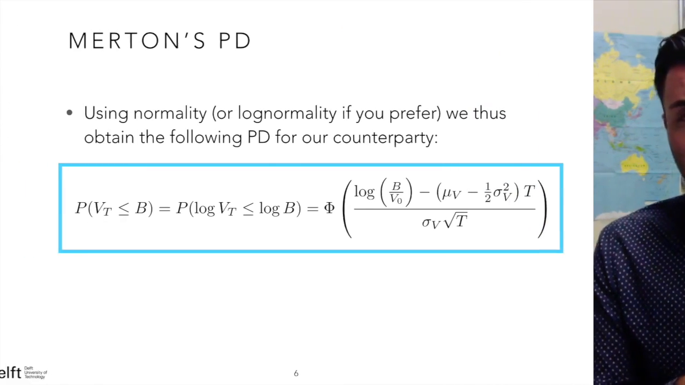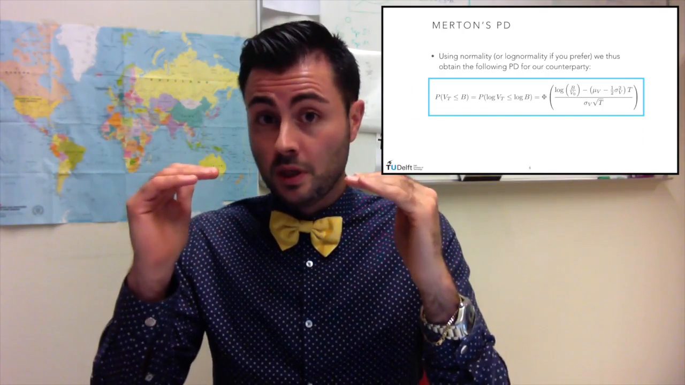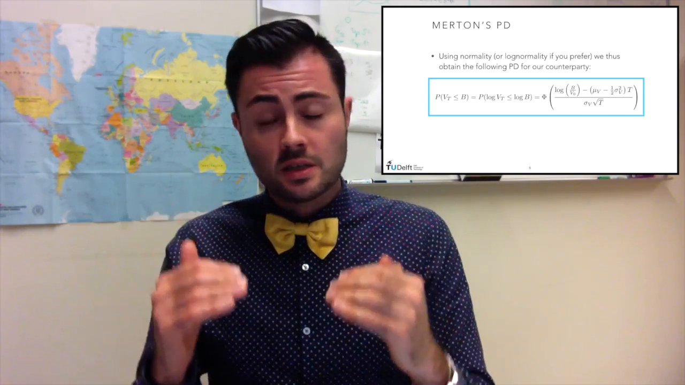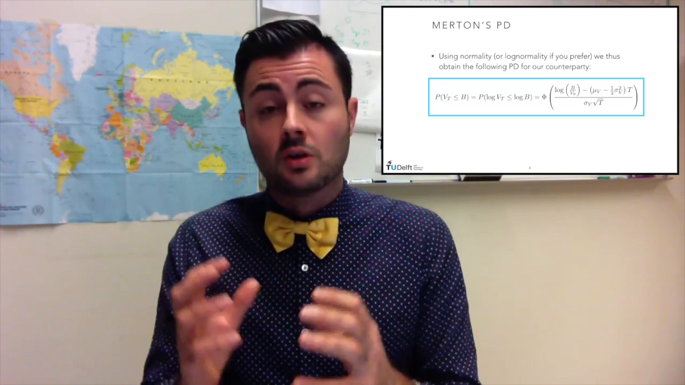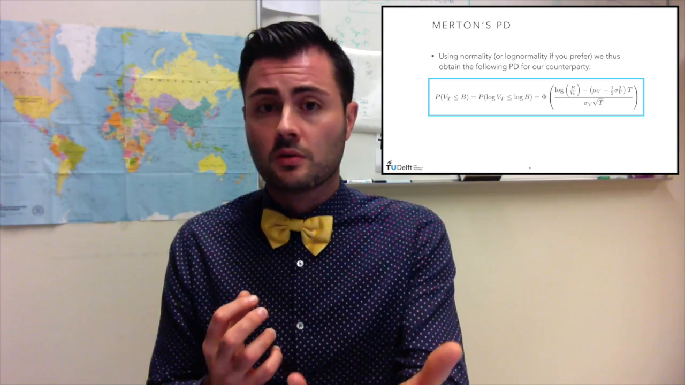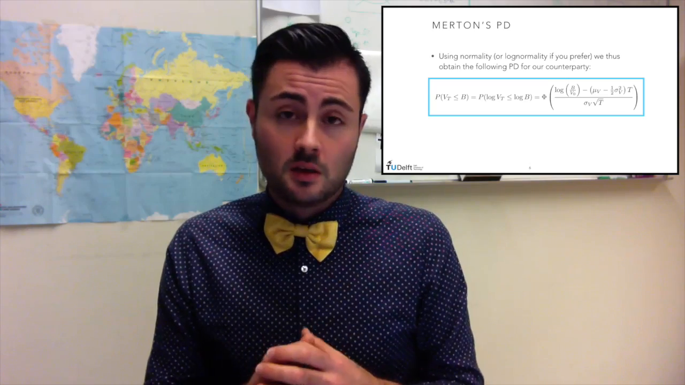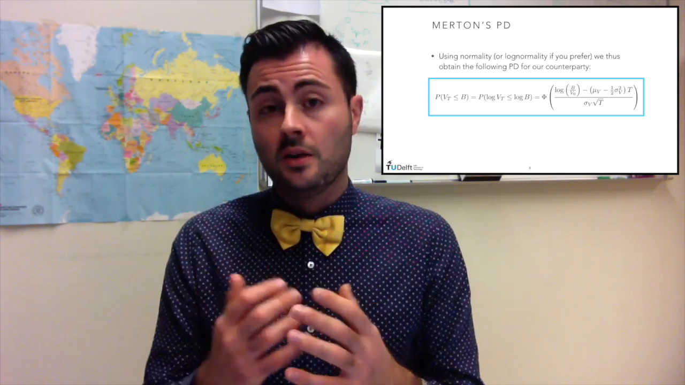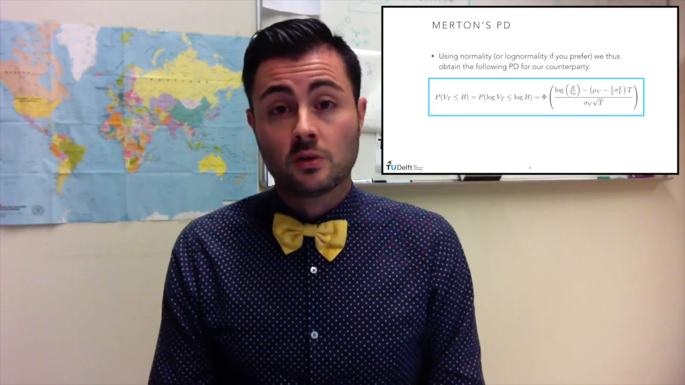Now, this probability increases in the liability level B, and this totally makes sense. It decreases in V0 and mu v, that are two measures of the financial solidity of our counterparty, of the company we are considering. And again, it increases in sigma v, which is a measure of the volatility of the asset value of the company. So I would say not bad for a toy model.